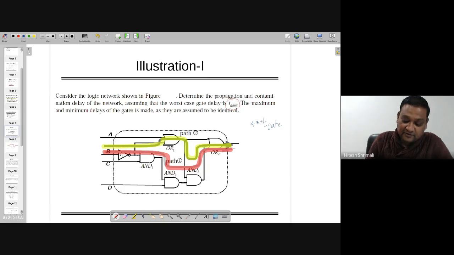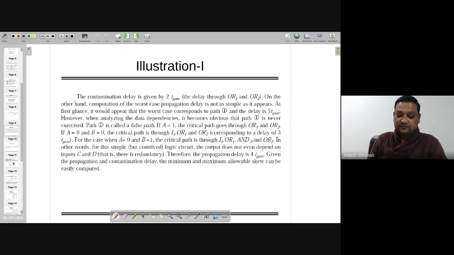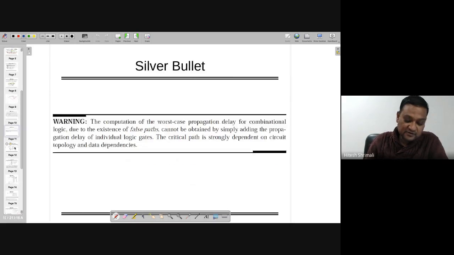Similarly, if you want to find out the contamination delay, I'm leaving it up to you. You can find out it's 2 T gate, which are coming from 2 OR gates. And whenever the signal is available, it's only depending on these 2 OR gates. You can think about why it's there. It's given in the Rabaey book. Okay, this is the solution, which we have already discussed.